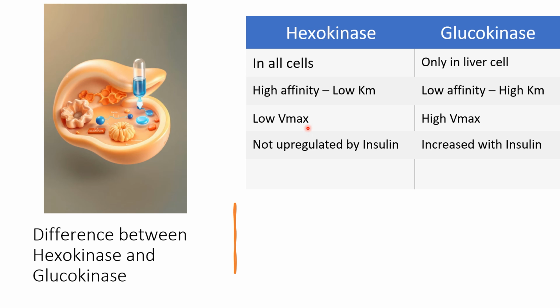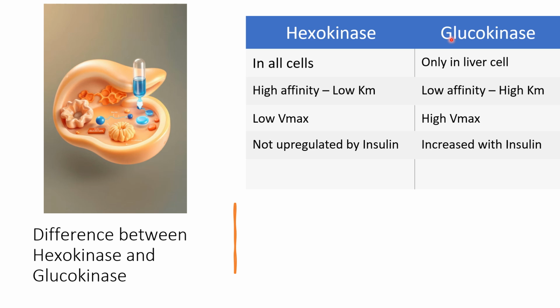So hexokinase, which is present in all the cells, should have a low Vmax because it should take up only the amount of glucose which is needed for the cell. It should not take the maximum amount of glucose into one particular cell, isn't it? So even though it has high affinity, it will have a low Vmax.